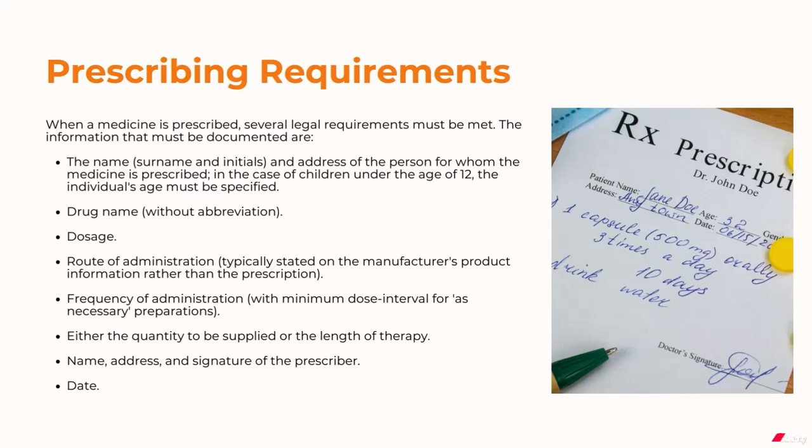Drug name without abbreviation. Dosage. Route of administration, typically stated on the manufacturer's product information rather than the prescription. Frequency of administration, with minimum dose interval for as necessary preparations. Either the quantity to be supplied or the length of therapy. Name, address, and signature of the prescriber. Date.